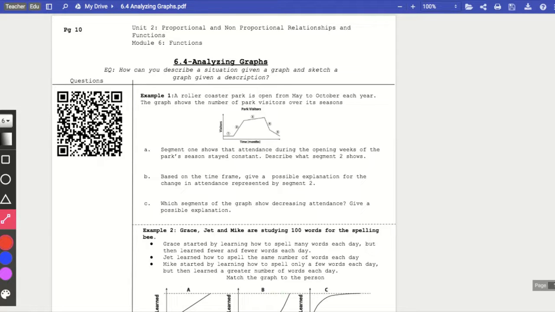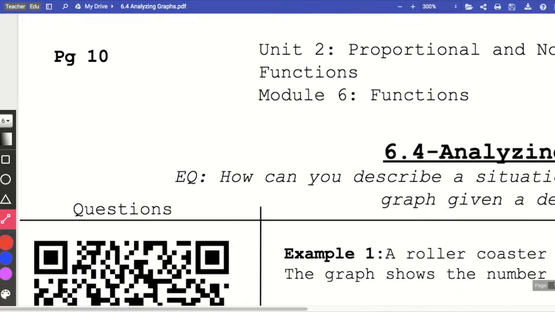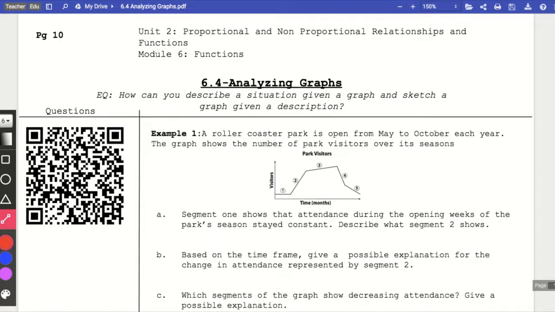So anyways, our essential question: how can you describe a situation given a graph and sketch a graph when given a description? In this example, we're going to be looking at a roller coaster park that is open from May to October each year, and the graph shows the number of park visitors over its seasons. So we're going to zoom in. Ooh, zoomed in way too much. There we go. All right.